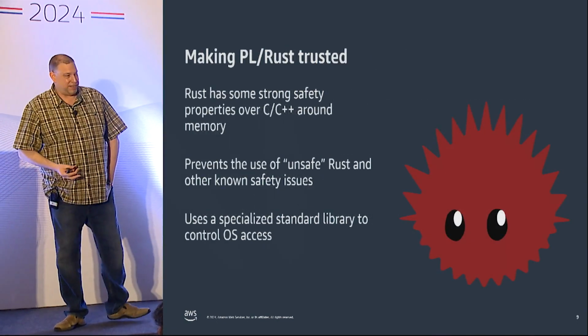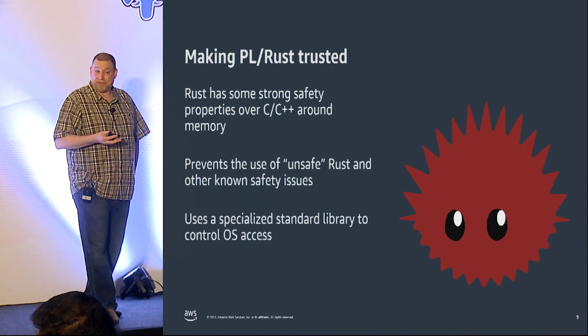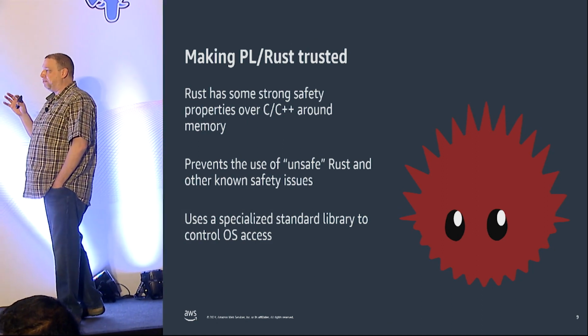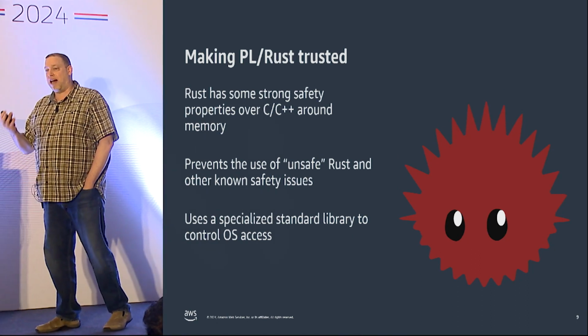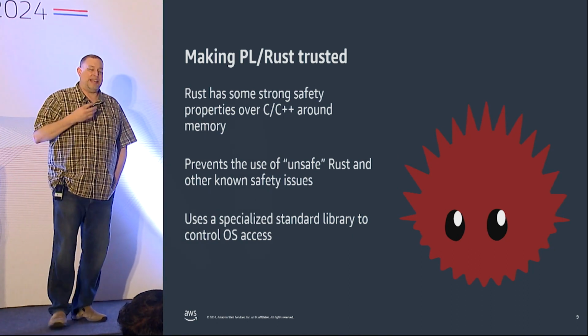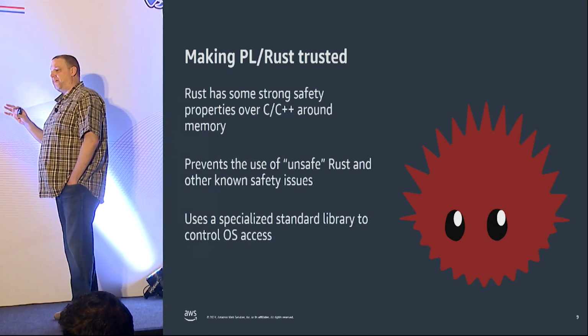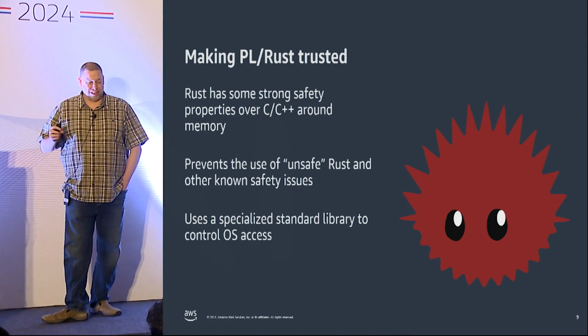So what makes PL Rust trusted? It's a compiled library, right? Same thing as if you were writing it in C. So some of it is inherent in Rust. Like I said, at compile time, it does a lot more checks. It does a lot of things around memory and pointers and other things that prevent you from doing things that could be bad for the system.